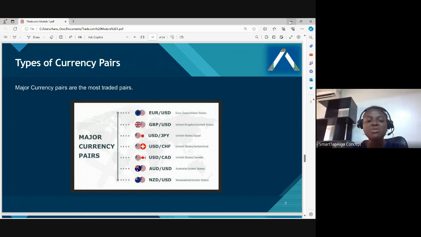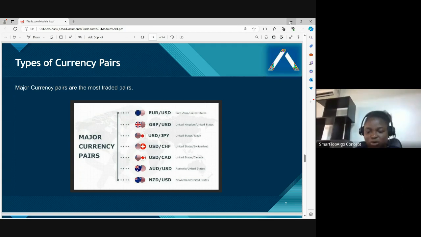Then number two, for a major currency pair, the cost you need to pay for trading is always lower compared to the remaining categories. So the cost of transaction you are paying is much lower compared to other currency pairs. This is the reason why you want to concentrate more on the major currency pairs.